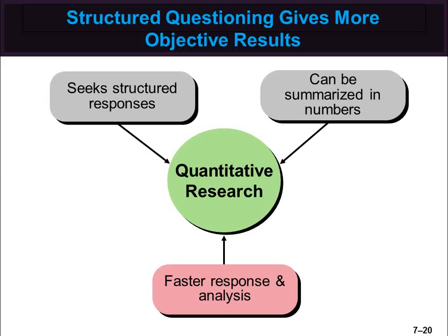Quantitative research seeks structured responses that can be summarized in numbers such as percentages, averages, or other statistics. Fixed responses need answering and analysis. For example, a common approach is to have consumers indicate how much they agree or disagree with a statement on a survey.